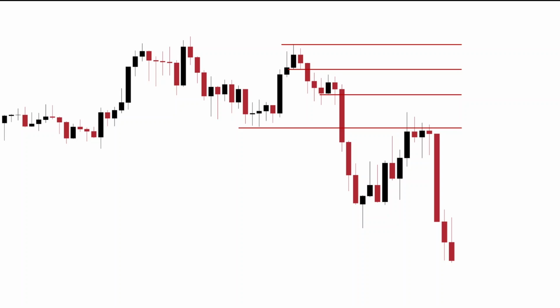And what you want to take into account is you always want to make sure you're assessing the range. You have your premium and you have your discount.